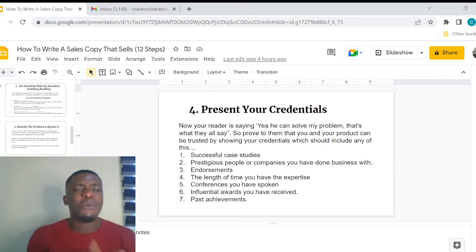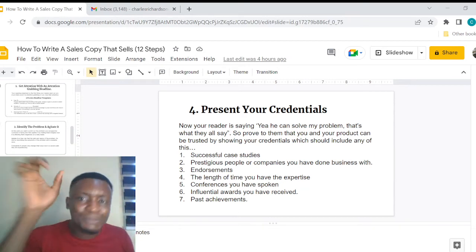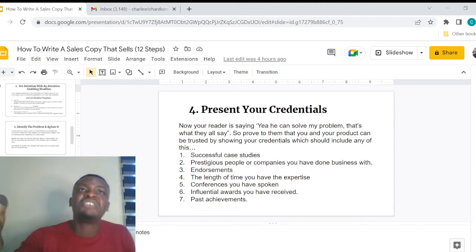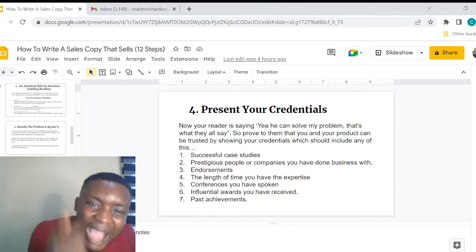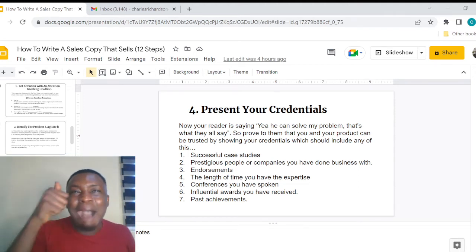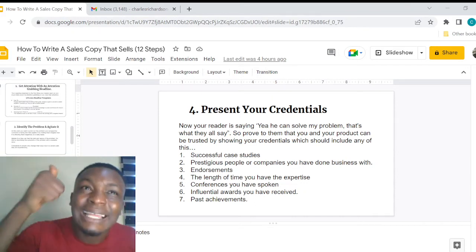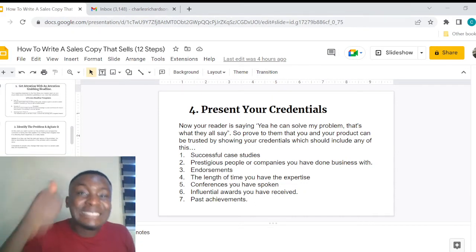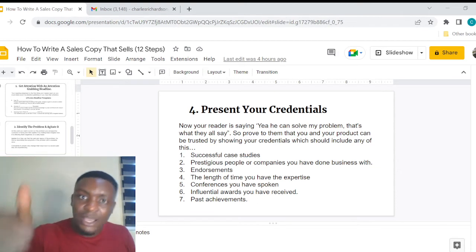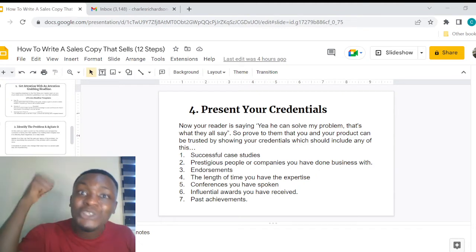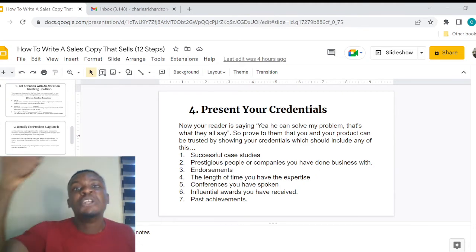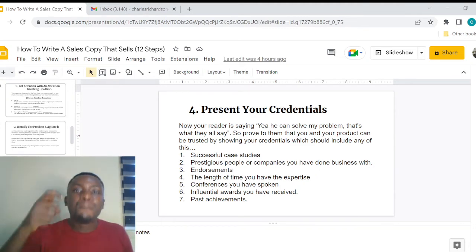Past achievements. What are the things you have done previously? What are the milestones you have hit? If you have any of those milestones, even the littlest, please mention it, because every credential you put on the table amplifies your credibility and makes you look like someone that is worth listening to. Perceived value is key. Perceived value is bigger than reality, and the only way to boost your perceived value is by presenting your credentials.